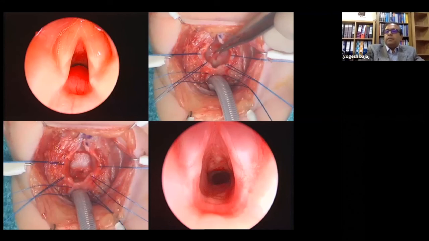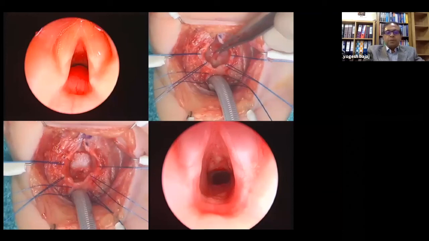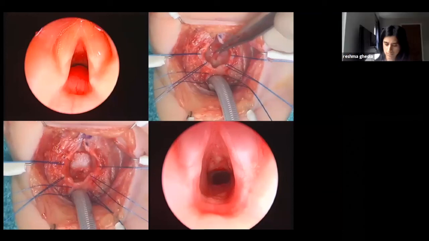I wouldn't sit on it and wait and watch. I just get on and do it. Because I would rather operate on this child before he gets an infection. It's a much neater surgical field than going in for a surgery once they've had a few infections. Okay, yeah, great, thank you.